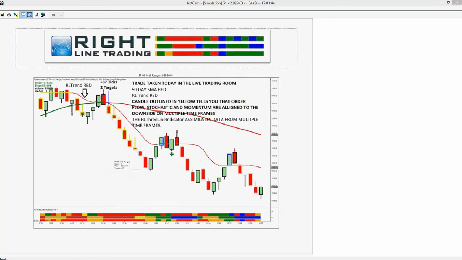Again, same thing. Break of the 50 to the downside. Candles outlined in yellow. Order flow, stochastic, and momentum are with us to the downside. Down we go.